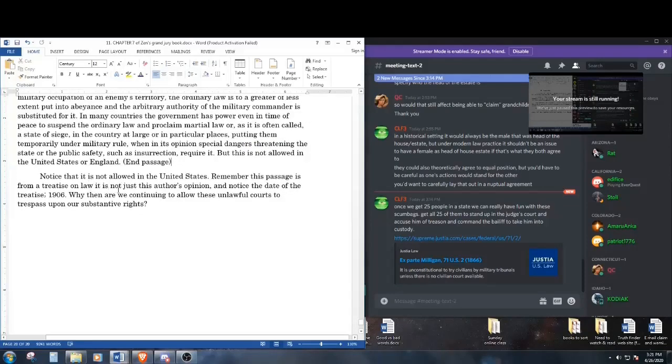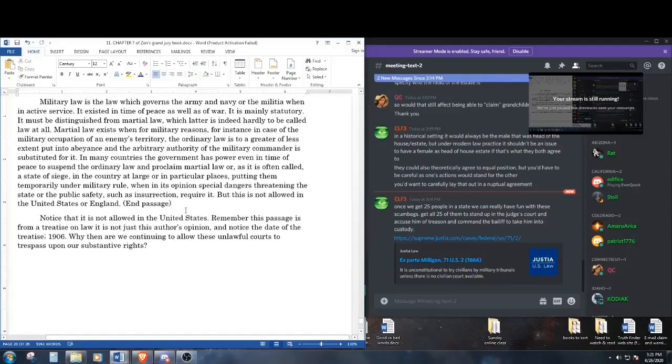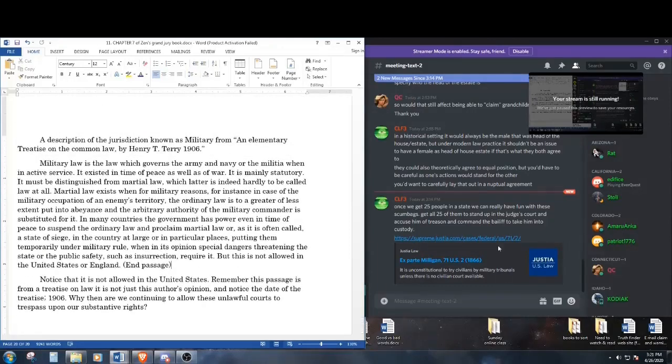Remember, this passes as a treatise on law, and not just the author's opinion. And notice the date of the treatise, 1906. So why then are we continuing to allow these unlawful courts to trespass upon extensive rights? So those are the 5 jurisdictions of law. Post an aspect of Ex parte Milligan: it is unconstitutional to try civilians by military tribunals unless there is no civilian court available. So what do you have to do? You have to create your own court of record to make sure that the court is available. That's the point. Or else you're going to be de facto placed into being subject to military tribunals.